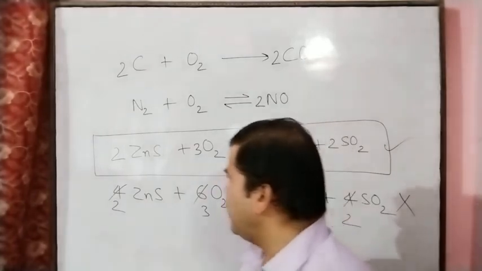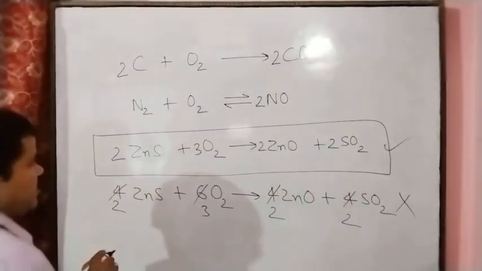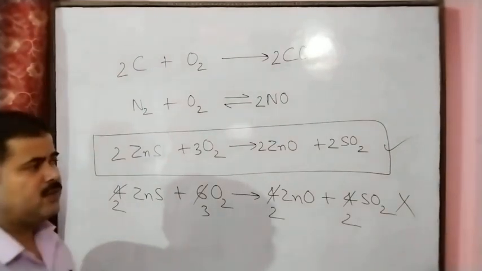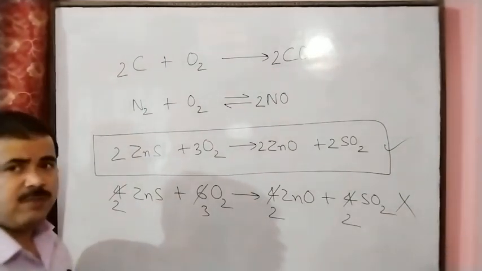So you have to remember this in your mind. You have to simplify, which means you have to take the simplest number for the balancing. Otherwise this will be wrong. Simplest number you have to take.